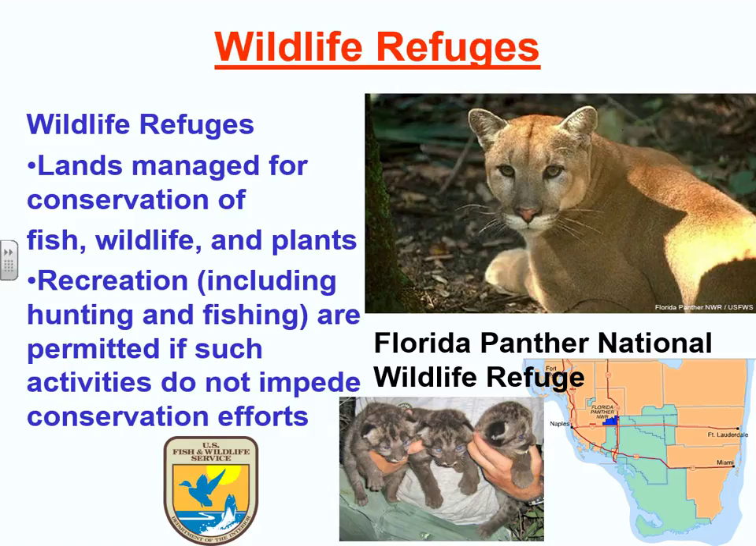Has anyone been to the Florida Panther Wildlife Refuge? I've seen a video of it. If you go there, they say not to expect to see a panther. They're very elusive and nocturnal, so you don't end up seeing them, but you do see other animals. So it's in a swampy area. You tend to see alligators, different types of waterfowl.